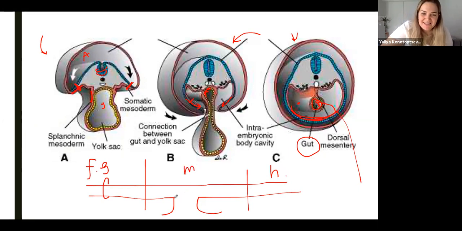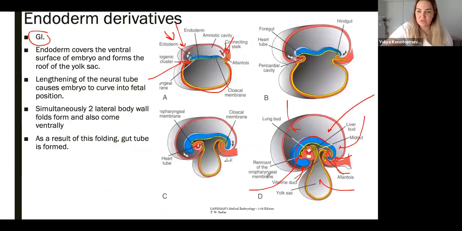But do you see that in the middle, the midgut, it's not a tube? It has a connection to something. It will look like this. This tube is not a tube. It has a connection to what? The yolk sac. Midgut is the only region that has a connection to the yolk sac. And that connection is called the vitelline duct.